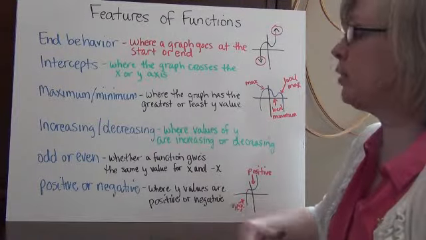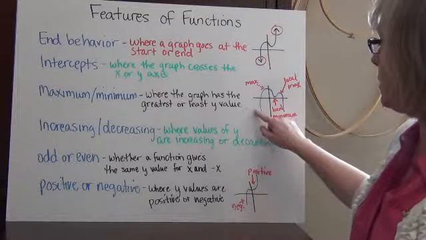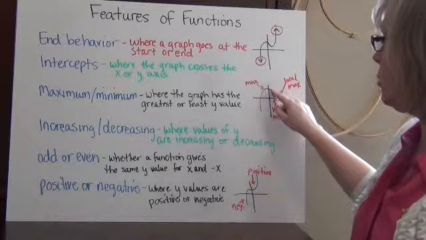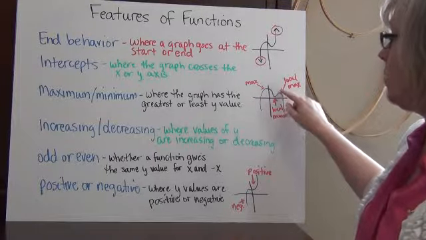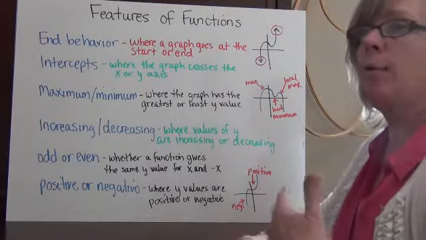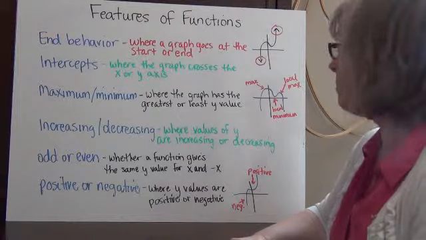Now, whether a graph is increasing or decreasing depends on the values of y. So I would say that here, the values of y are increasing, but look, oh, here they go downhill, now they're decreasing. Oh, now they're going back up, increasing, now they're going down and decreasing. So when we talk about whether a graph is increasing or decreasing, we mean the values of y.